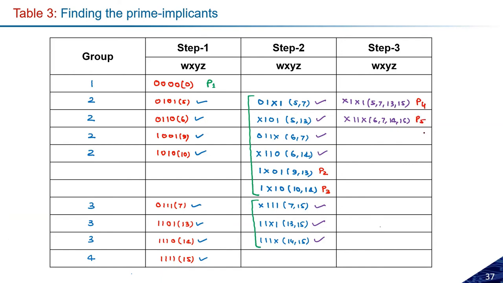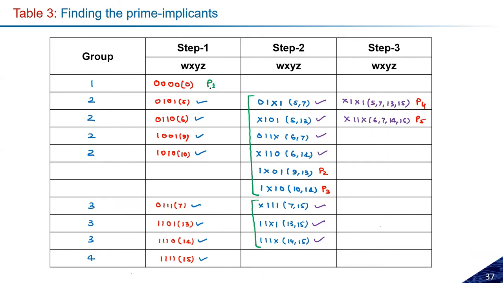This is really a very important slide actually. So if you know these things, then you will be able to solve all these problems. Okay. So this is how we can get all the prime implicants. Now, what we have to do? We have to leave all the other things, we just have to consider only prime implicants.